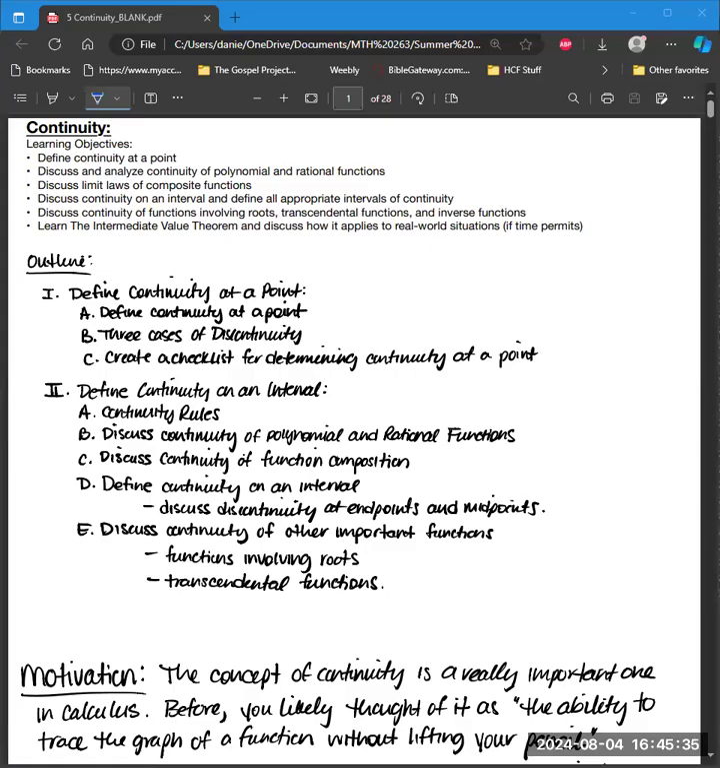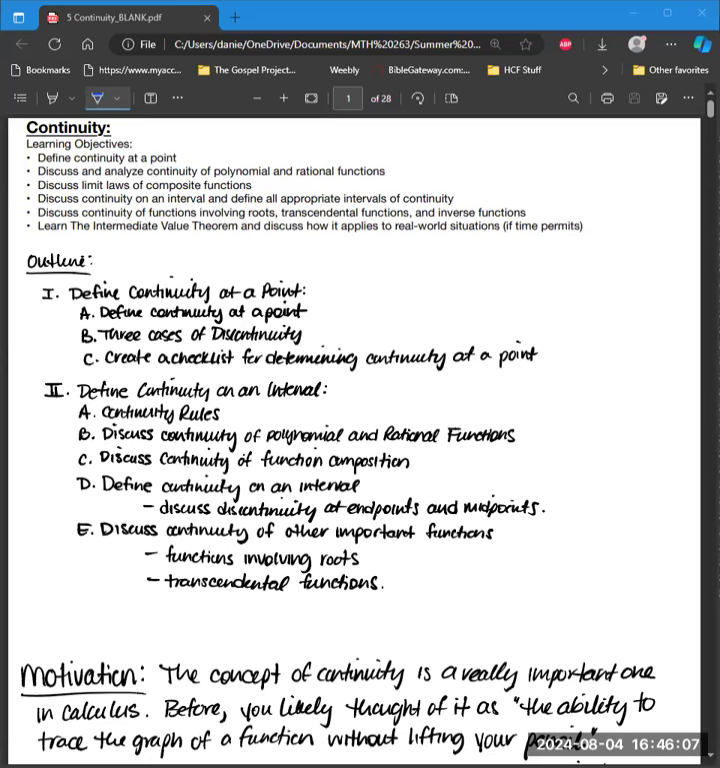In this video, we're going to talk about continuity. Specifically, our objectives here are going to be to define continuity at a point, to discuss and analyze continuity of polynomials and rational functions, to discuss limit laws of composite functions, to discuss continuity on an interval and define all appropriate intervals of continuity, to discuss continuity of functions involving roots, transcendental functions, and inverse functions, and to learn the intermediate value theorem and discuss how it applies to real-world situations.